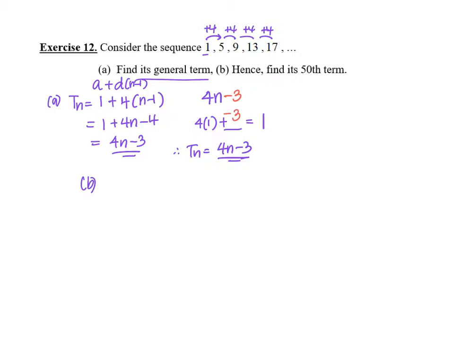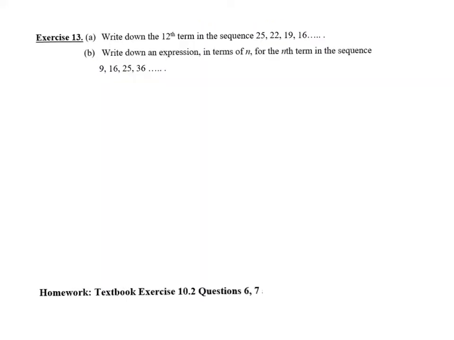Part B says, hence, find the 50th term. So I'm going to use this formula for T50. That means n now changes to the number 50. 4 times n, 4 times 50, is 200. Minus 3, 200 minus 3, that gives me 197. Have you gotten the answer?